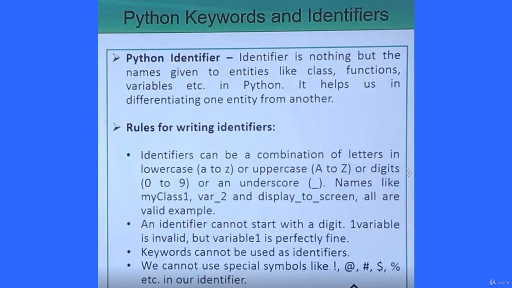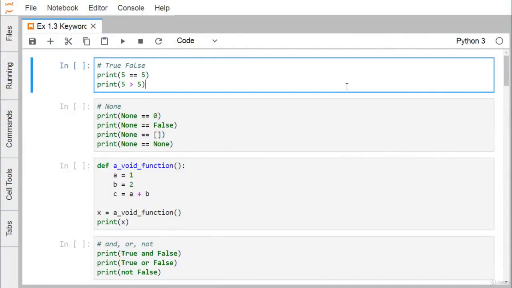Let us go for some demonstration for better understanding. Python has multiple different keywords, and in this demonstration we shall discuss some of them. The first keywords we are going to discuss are True and False. Remember, True starts with a capital letter T and the rest of the letters are lowercase, and in the case of False also the same uppercase and lowercase syntax is maintained.